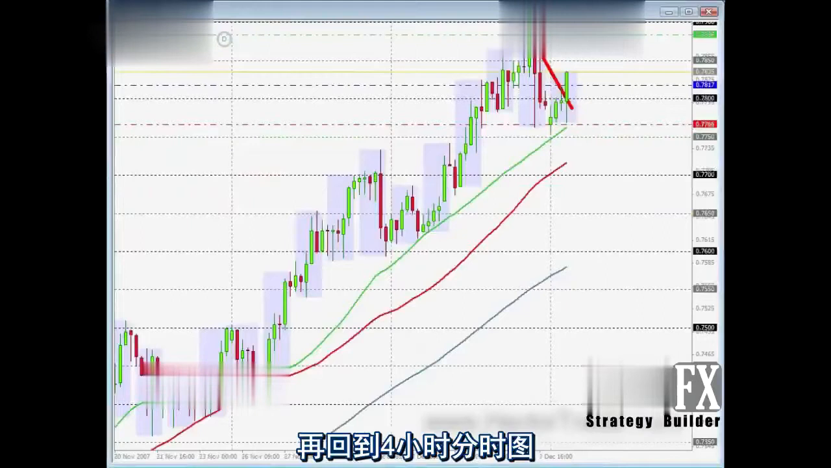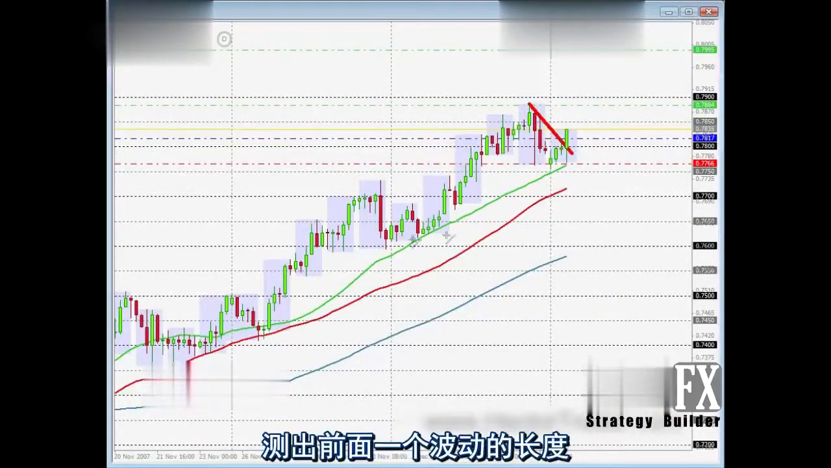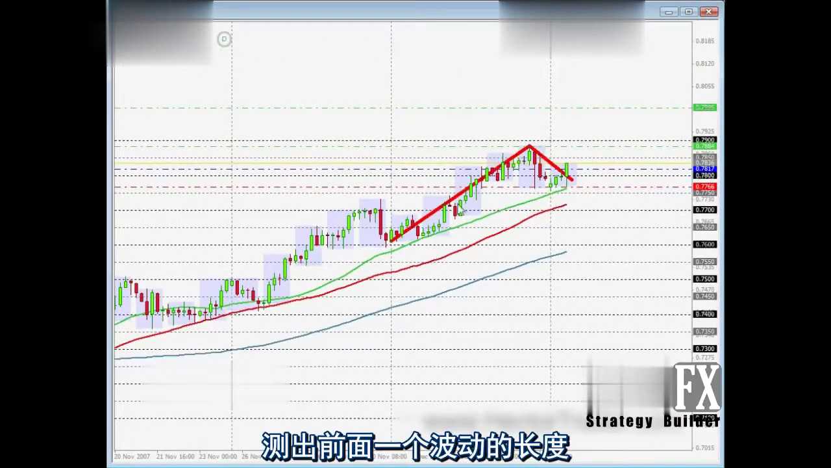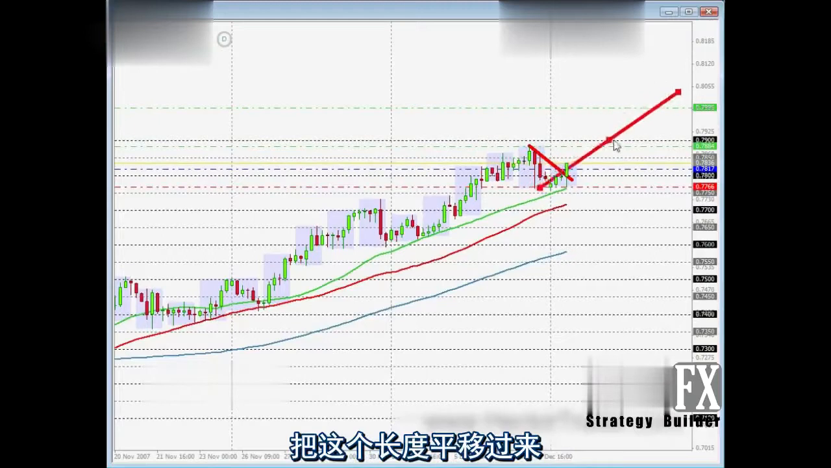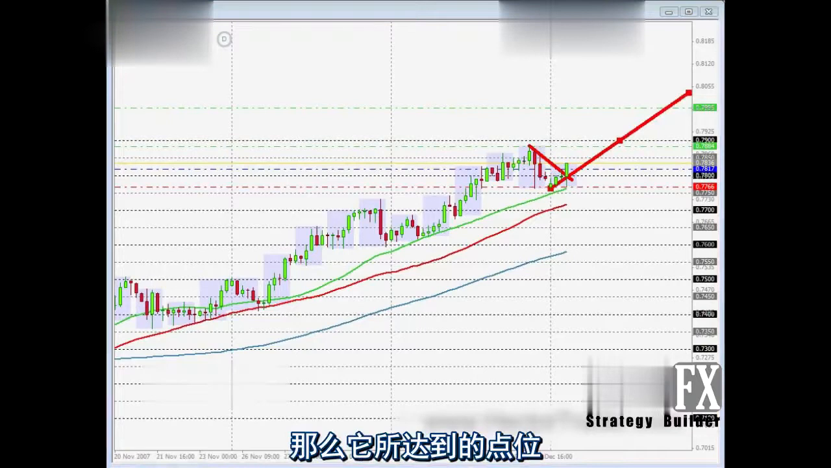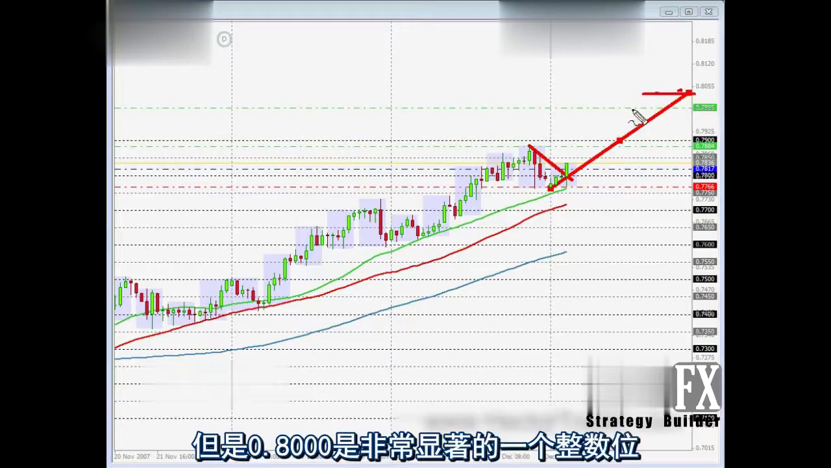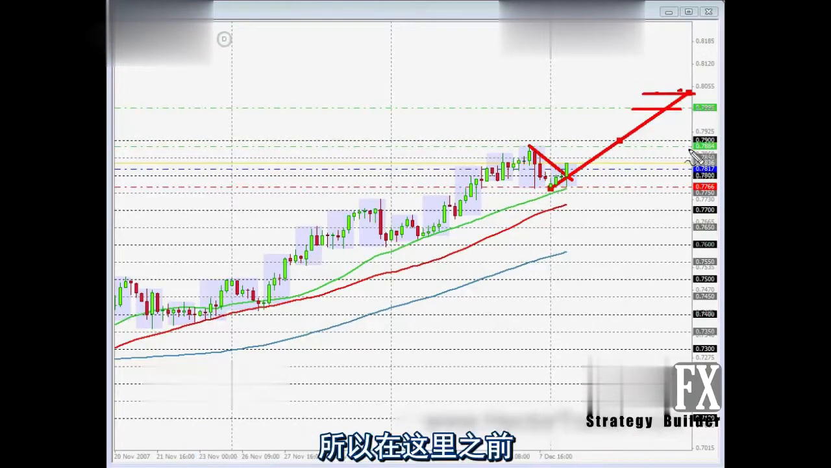Actually, if I go back into the 4 hours time frame and measure the previous swing distance and add it to the tip of the retracement, it takes me all the way up here to the 0.8030 level. But like I said, we have the 0.8000, a very strong round number, and I'm going to place my final exit order before hitting that level.